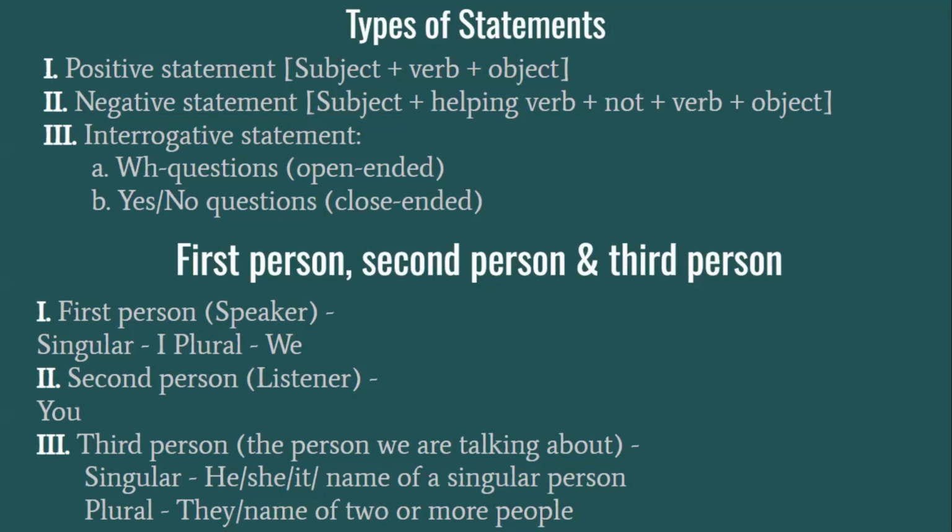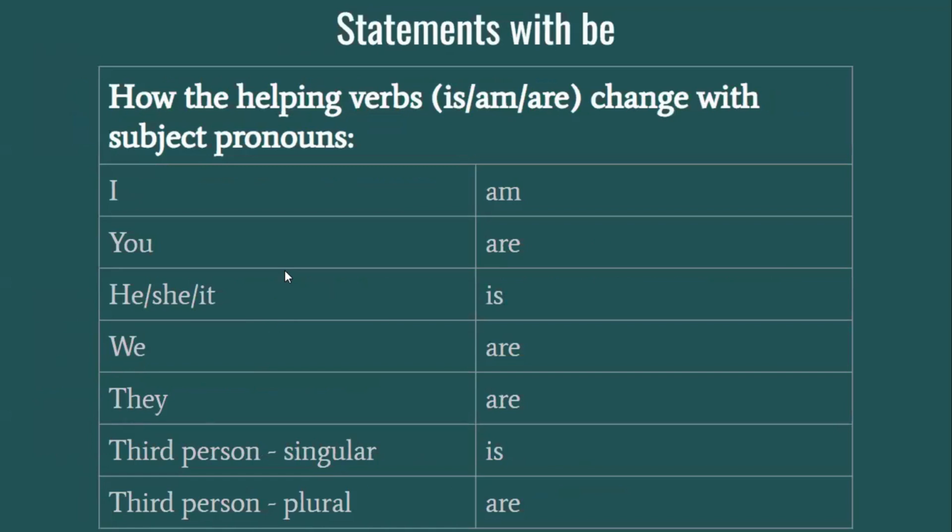Okay, now I'm expecting you have written everything. Let's move to the next part. Now we have something called statements with be. Now, what do we mean when we say be? Be is the auxiliary verb that we are using here. We change it into is, am, are, and we use it.